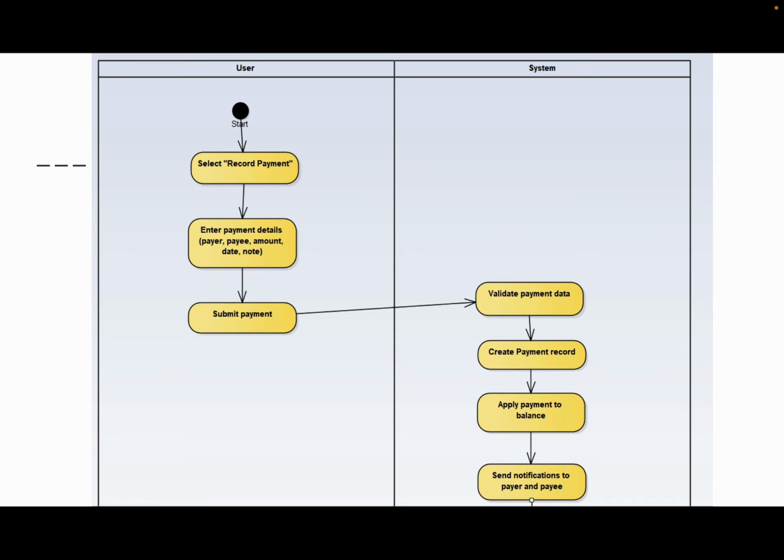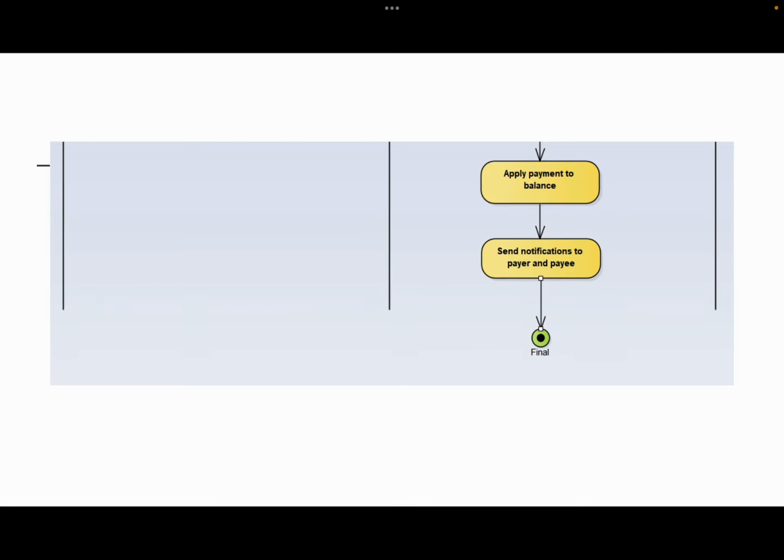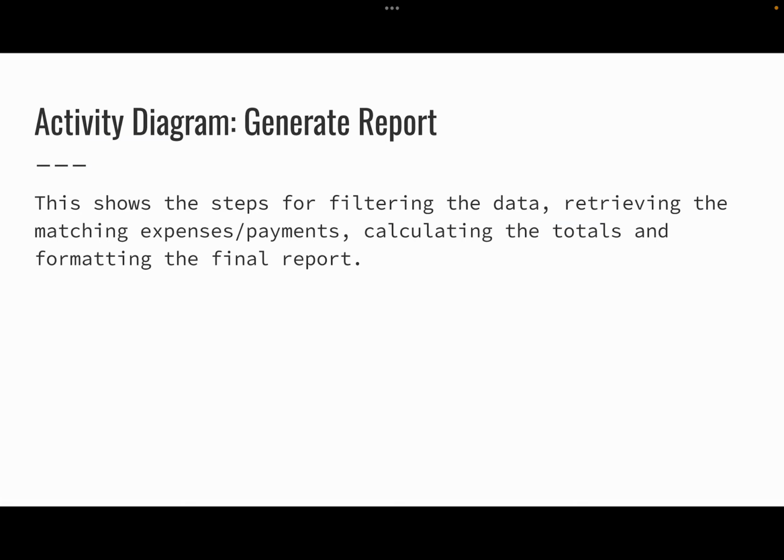Now we can move forward with the bottom of this diagram. So as you can see here, that was actually the last step. That's great. So I always like to put a button to confirm that that was the final step so we can move forward. Now we can take a look at the activity diagram for generating a report. So as the slide reads, this shows the steps for filtering the data, retrieving the matching expenses and payments.